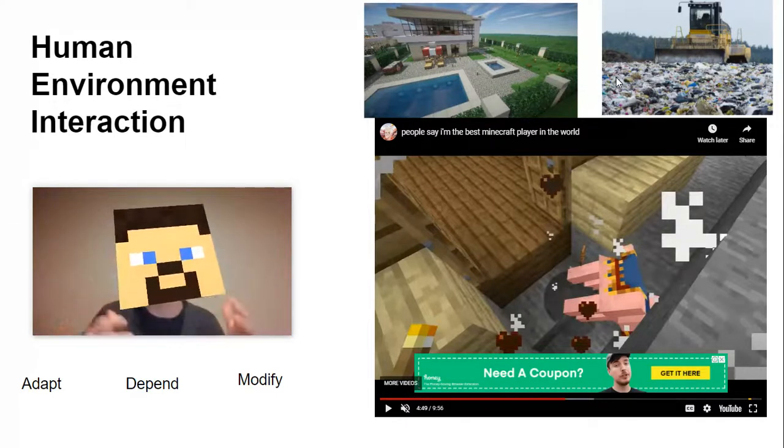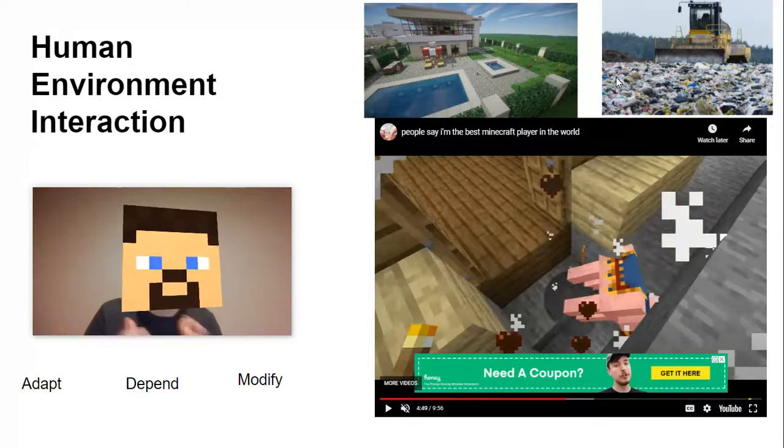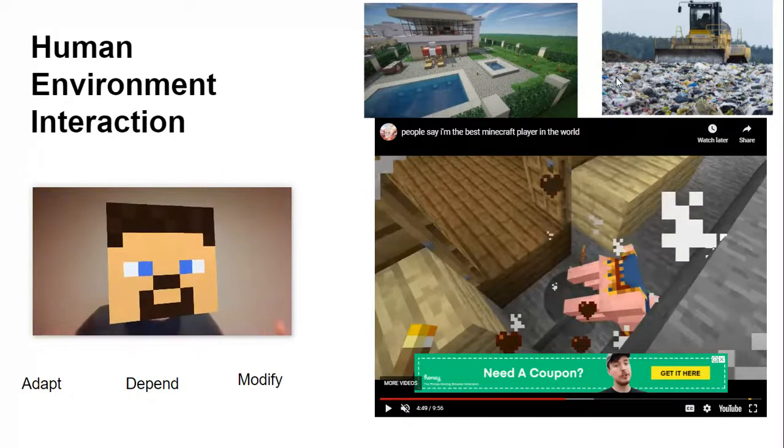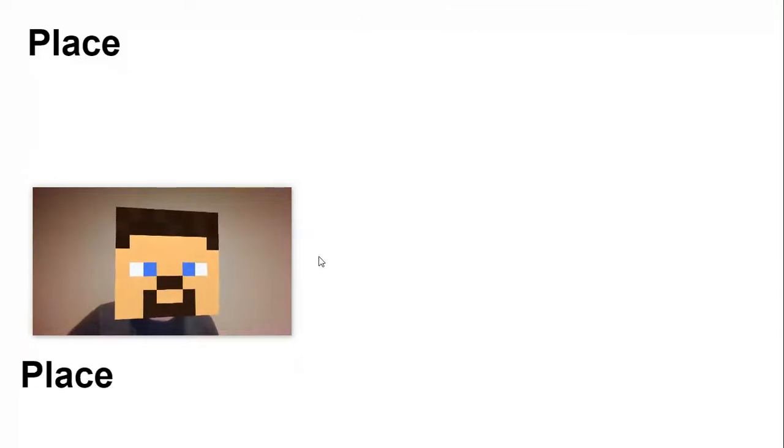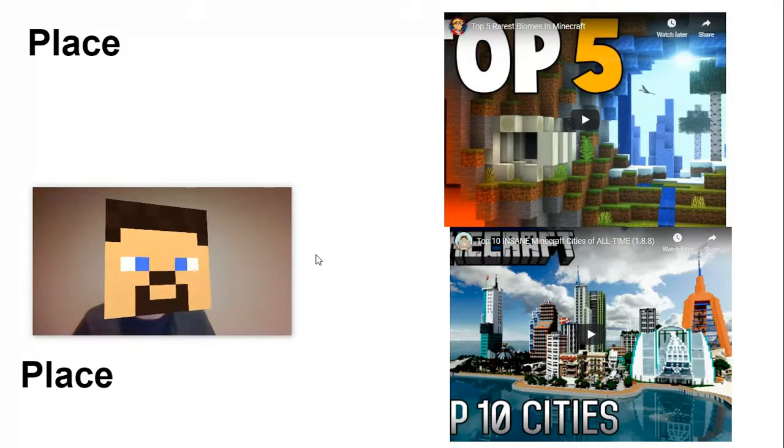So this is human environment interaction, another theme of geography. Again, how people are working in their environment and interacting with it. All right. Finally, we have our word place for today. So again, we've done human environment interaction, and now the next theme, place.